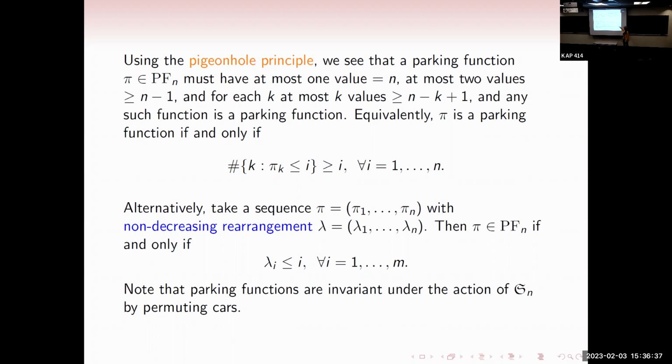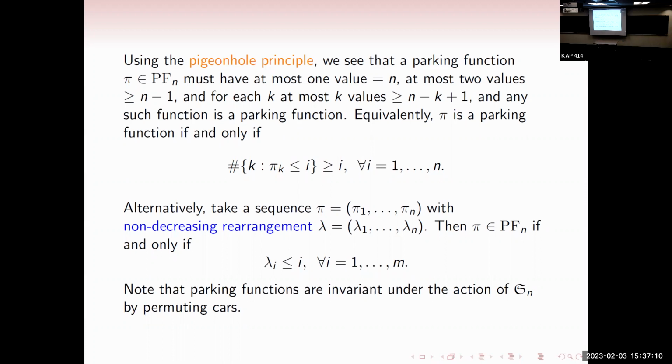And then from these, either the pigeonhole principle or non-decreasing rearrangement perspective, you see that a parking function is invariant under the action of permuting the cars. So if you permute the preferences of the cars, you will get different parking outcomes. But if something is a parking function, then permute it in any way you like, it will also be a parking function. If it's not a parking function, then permuting it in any way you like will not help you either.